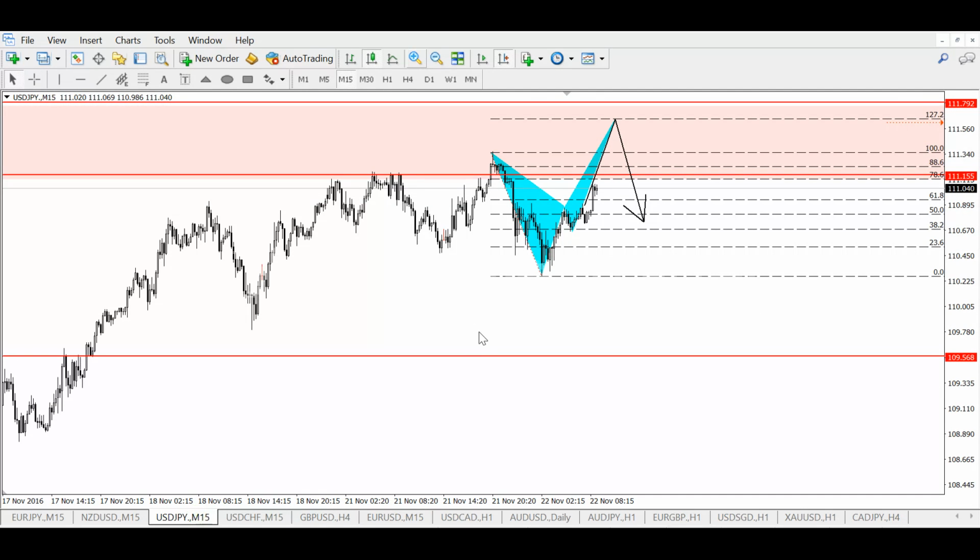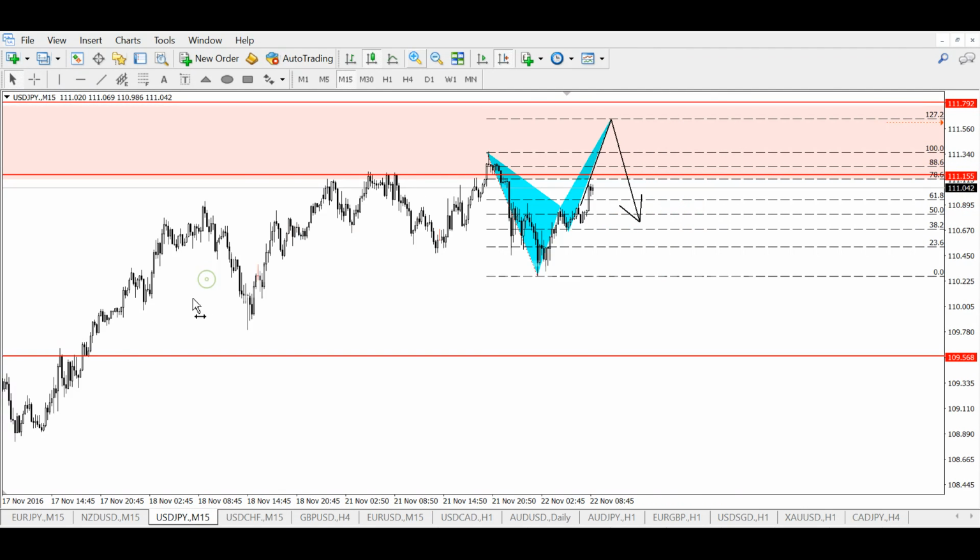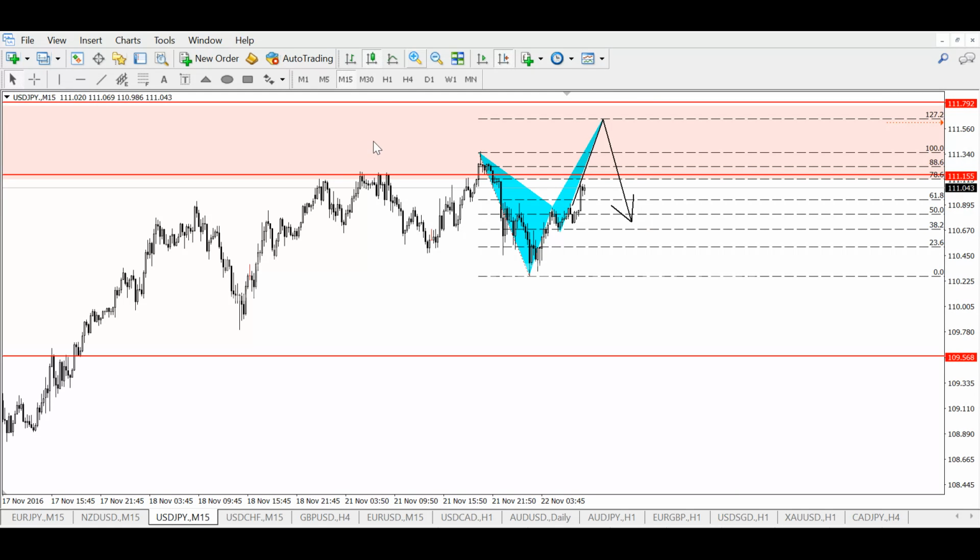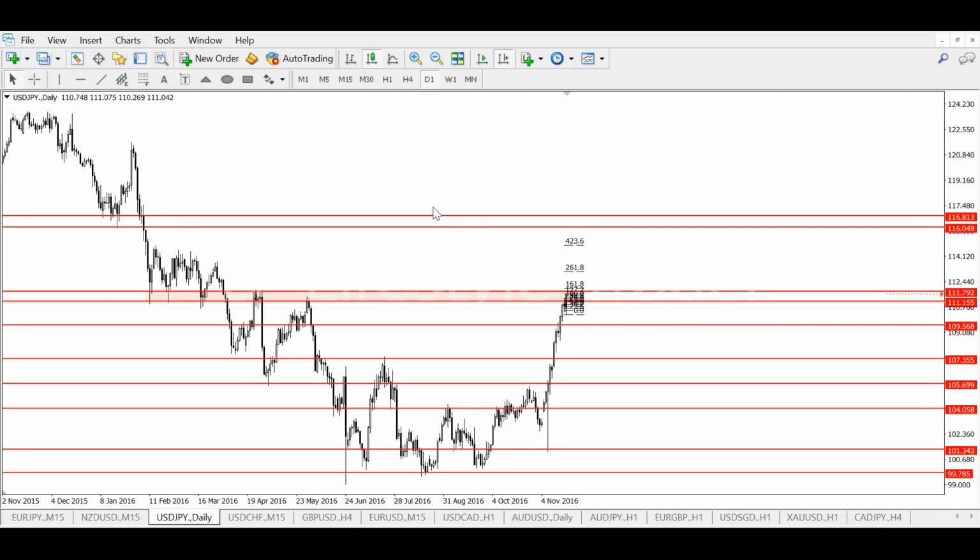And let's take a look at the dollar against the Japanese yen. I am waiting for a very potential reversal or at least a very potential major retracement right here. Why? Because we have seen that the price has rallied extensively.